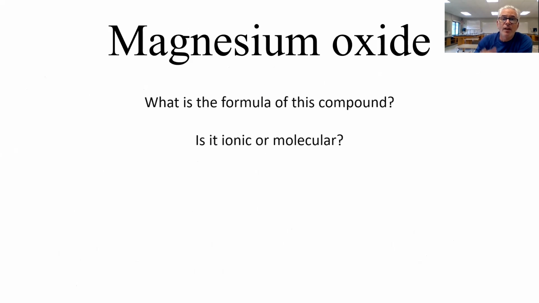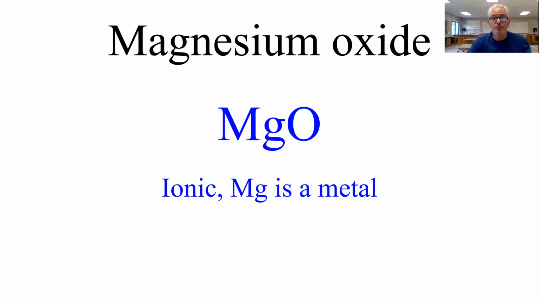Here we go. Here's the name. Here I'm giving you names. You got to write the formulas. And is it ionic or is it molecular? Magnesium's a metal. It's ionic. Magnesium's a positive 2, oxygen's a negative 2, MgO. This was easy. They're all easy.